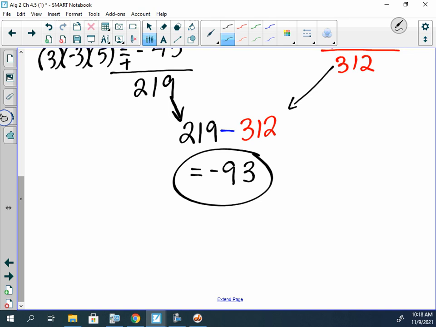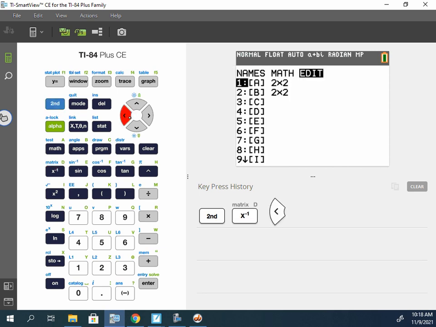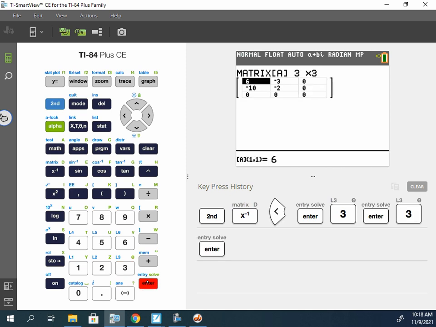Would it be faster to do the 3 by 3 by hand or in the calculator? Because I will say that what we did here, because we did break it out and stepped it down, it took a little bit longer. But if we look at the calculator, let's look at 2a. Well, to do 2a, the first thing we'll do is second matrix, go over to edit, and we would have a 3 by 3.